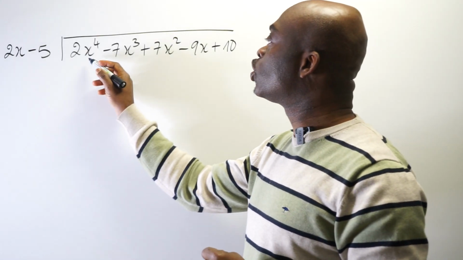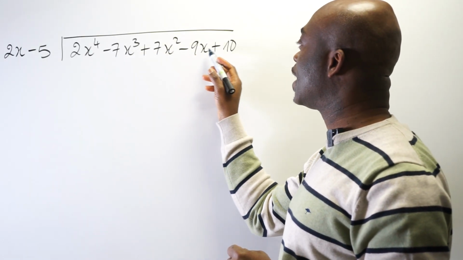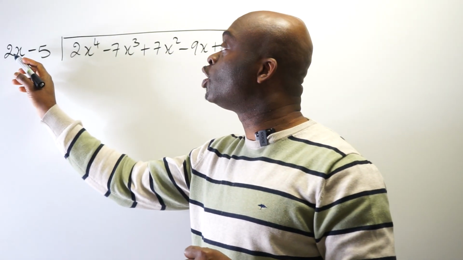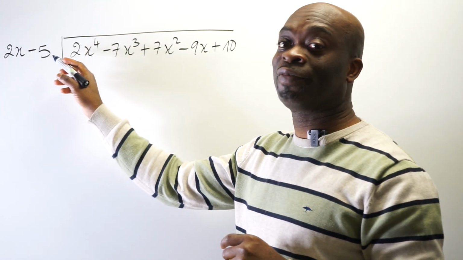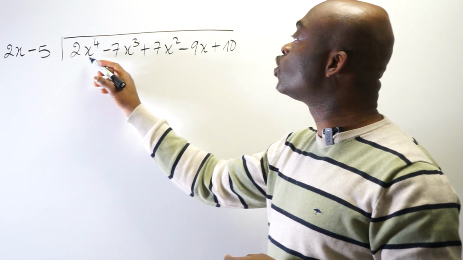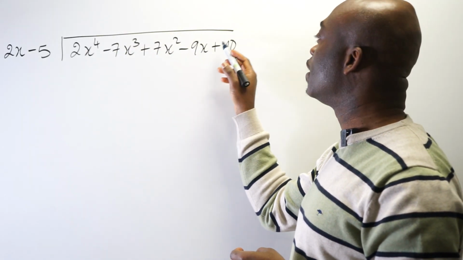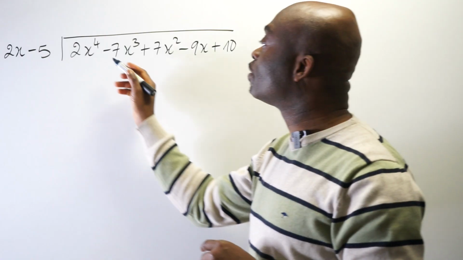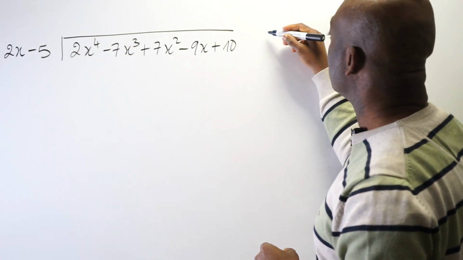So we have 2x to the fourth minus 7x to the third plus 7x to the second minus 9x plus 10 divided by 2x minus 5. Or you can also say 2x minus 5 divided into 2x to the fourth minus 7x to the third plus 7x to the second minus 9x plus 10, right? Then we go first term divided by first term. Let's go for it. This is going to give us what?